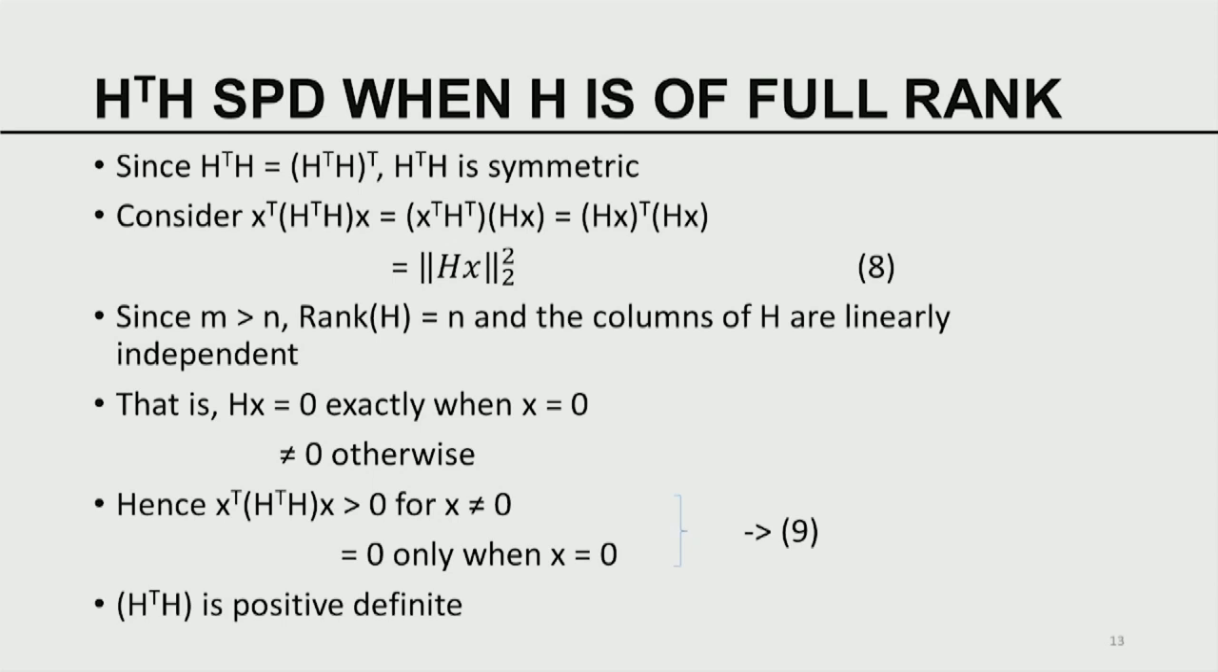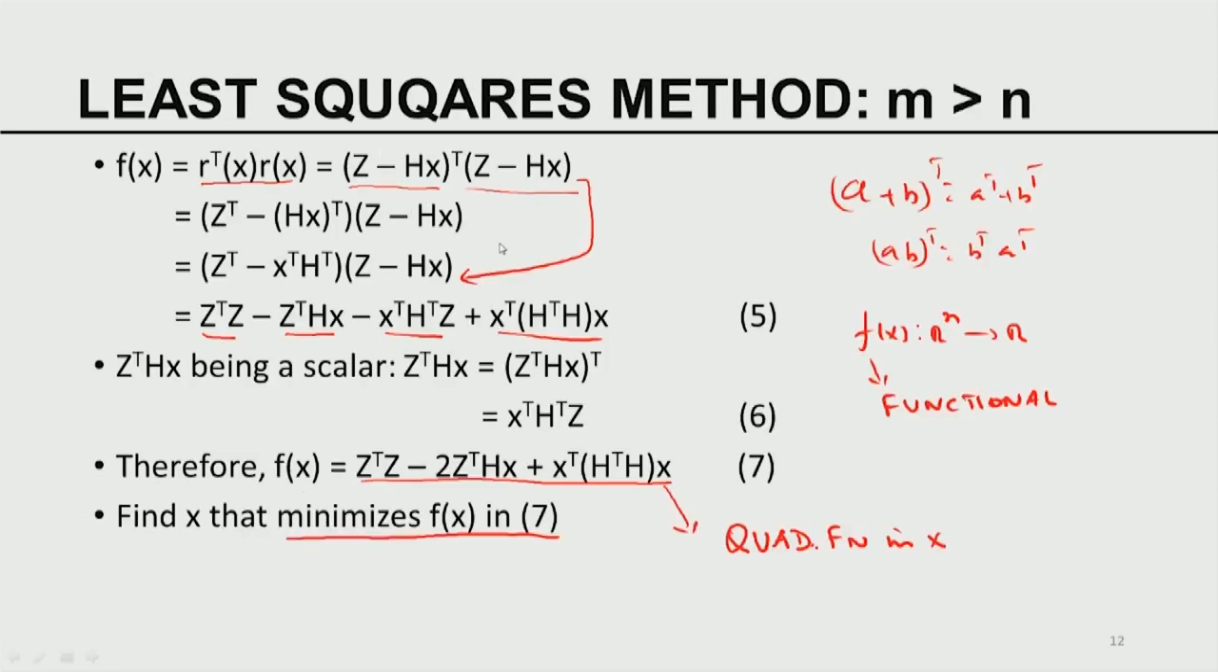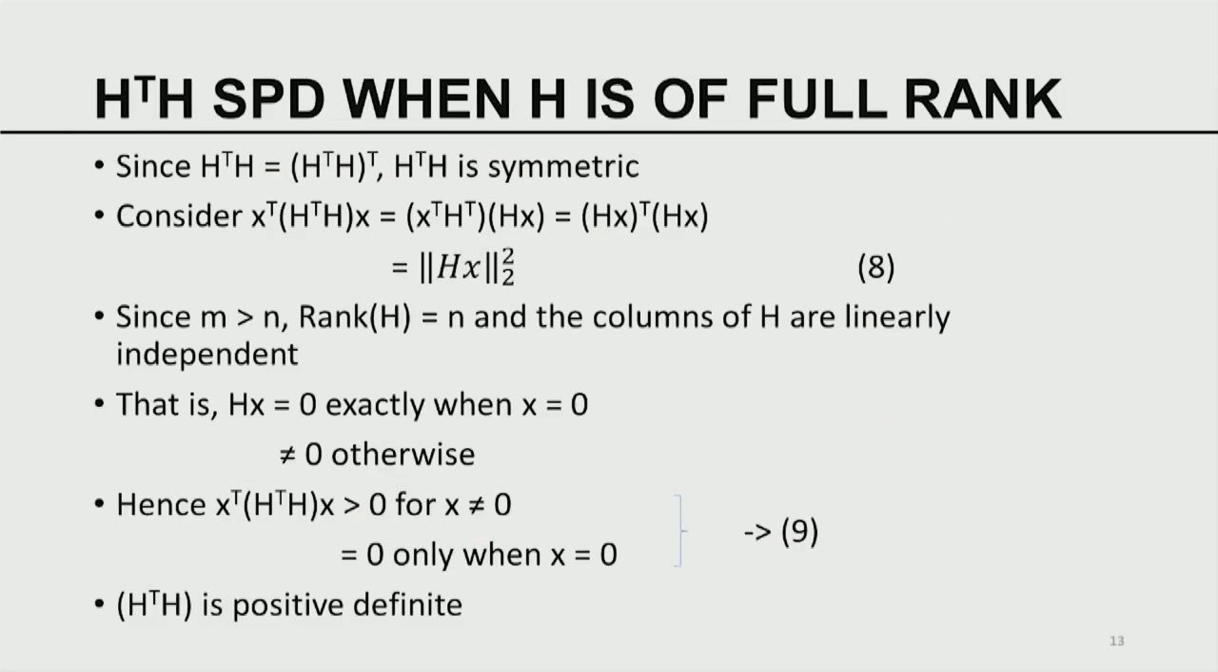Now I would like to be able to explore this objective function a little bit further. H transpose H transpose is equal to H transpose H, you can really see. Therefore, H transpose H is symmetric. So I want to first show that this matrix is symmetric. That's correct. Therefore, this matrix is symmetric.